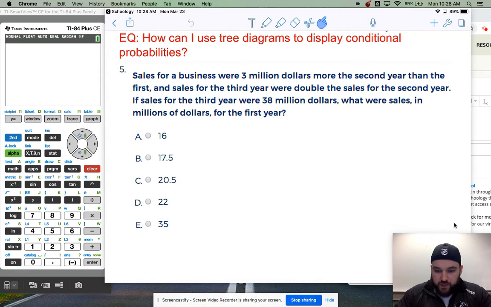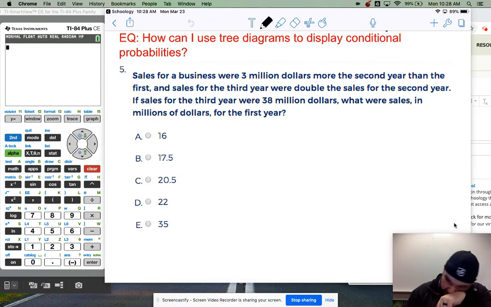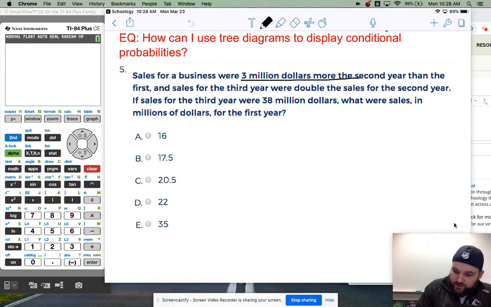This is an ACT type question that we're going to start off with as a quick little review. Again, just like a standardized multiple choice math test question. It says sales per business were $3 million more the second year than the first. And then sales for the third year were double the sales for the second year. And then we have, if sales for the third year were $38 million, what were sales in millions of dollars for the first year?